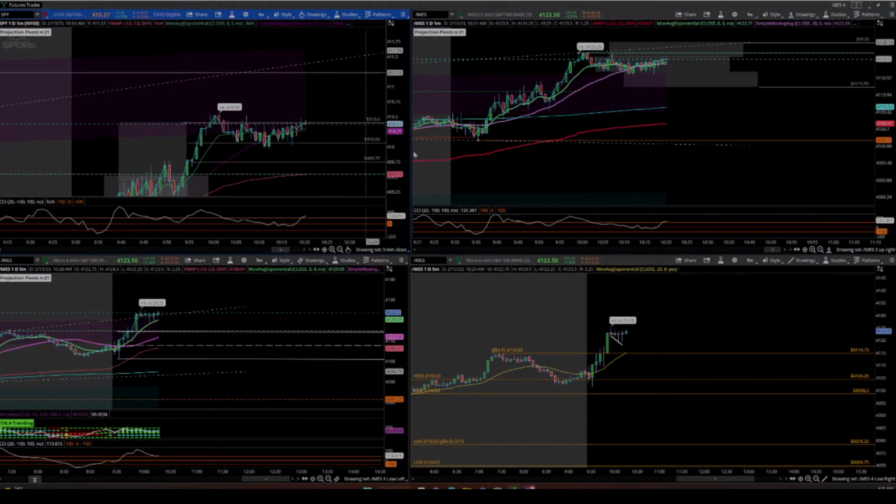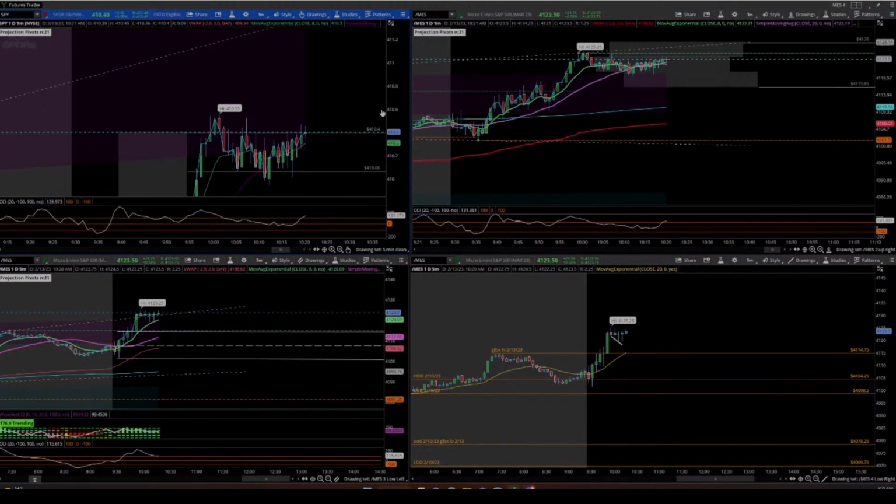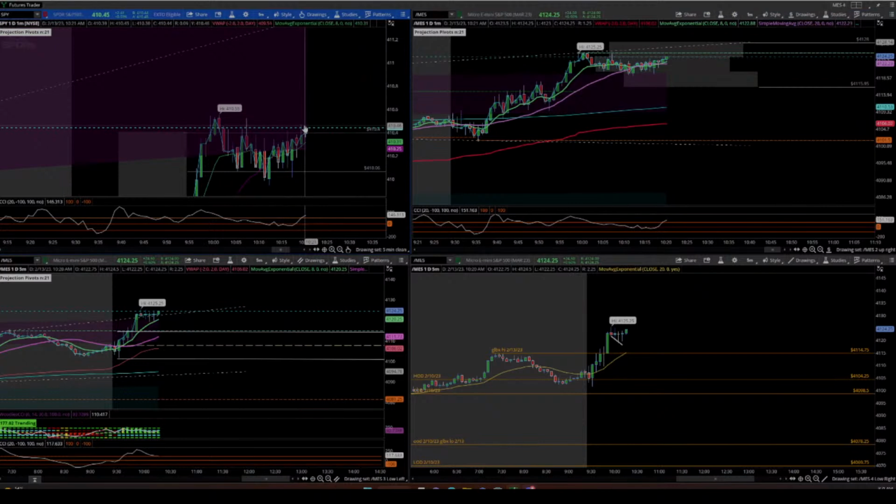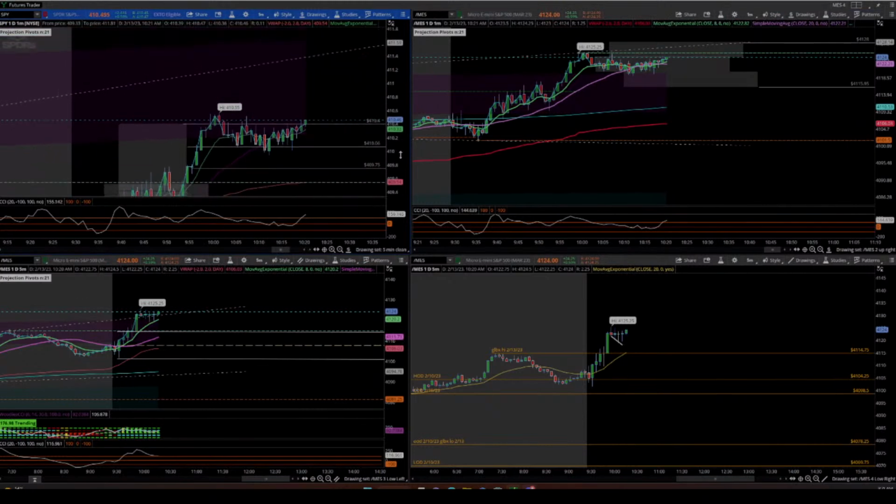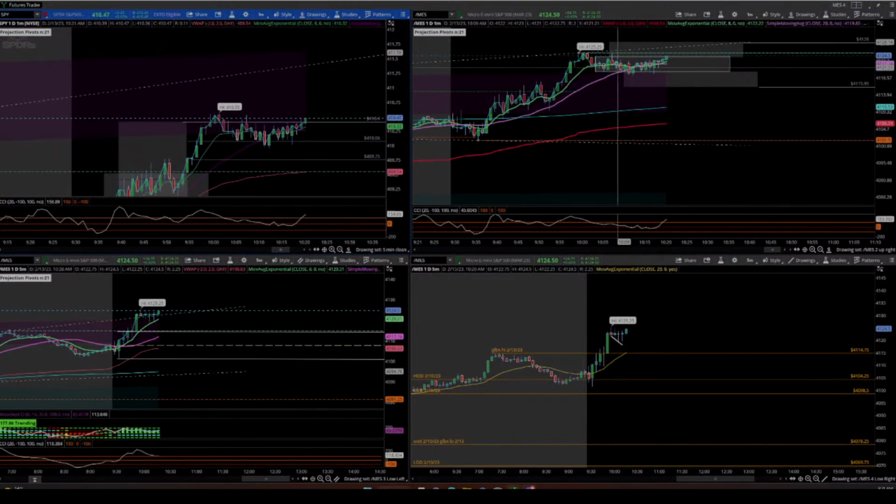Some people would call this a potential double top right here. We were talking about this earlier. They might call this a potential double top. This is a wedge. Like you said, cup and handle. Yeah. They might call that a double bottom.